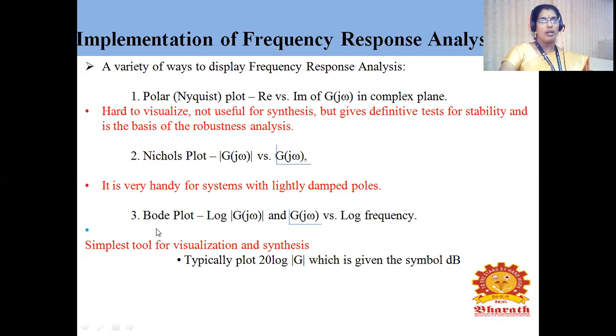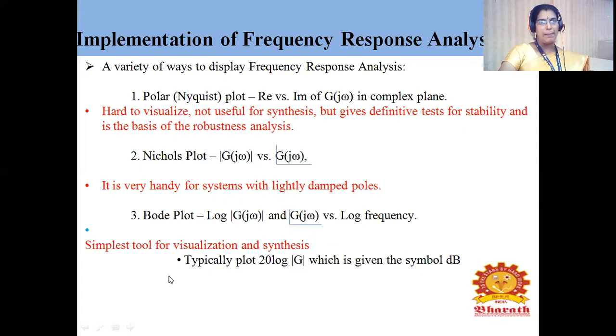The third one is the Bode plot. Here, the logarithmic value of the magnitude of G of j omega and the angle of G of j omega versus log frequency is taken as a plot. If you are taking the Bode plot, the left hand side will be the representation of magnitude, the right hand side will be the representation of angle, and the x-axis will be the logarithmic frequency representation.